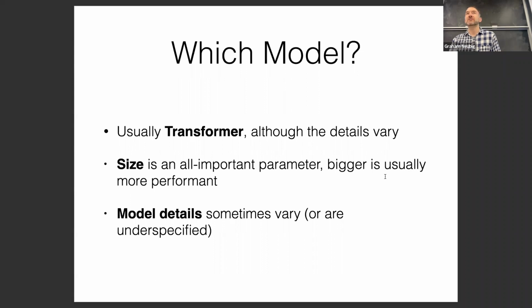Another thing is size is a very important parameter. Usually bigger models are more performant, and we're going to talk a little bit more about scaling laws and other things like this at the end of the talk today, about how model size affects performance in training trajectories. Another thing is that model details sometimes vary between them, and in the worst case, they're underspecified. Certain people who like to train large language models actually like to not tell us the details that would be necessary to reproduce their work, because their business model depends on it. So unfortunately, sometimes these models are not super easy to reproduce either.